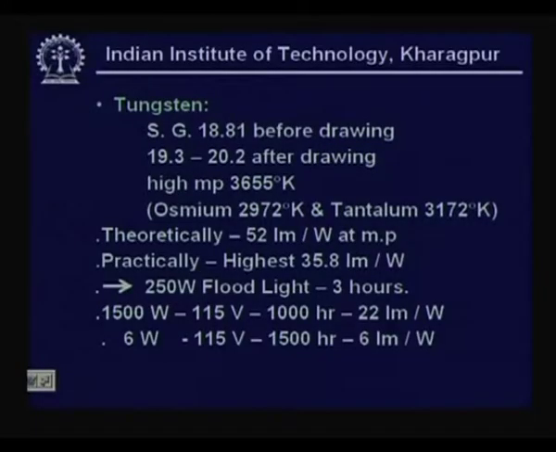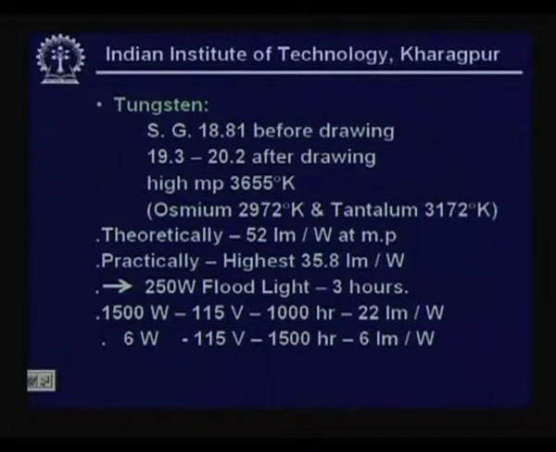We have seen that tantalum and osmium were also experimented with in the process of development of filaments, and they have melting points of the order of 2972 degrees Kelvin and 3172 degrees Kelvin. By sheer virtue of having a higher melting point, we are in a position to get higher output from the tungsten filament. Theoretically, the tungsten filament could give up to about 52 lumens per watt at the melting point, and practically the highest of the order of 36 lumens approximately per watt has been achieved.